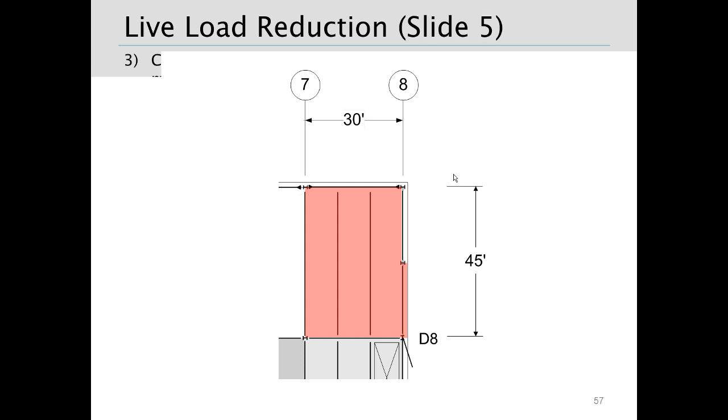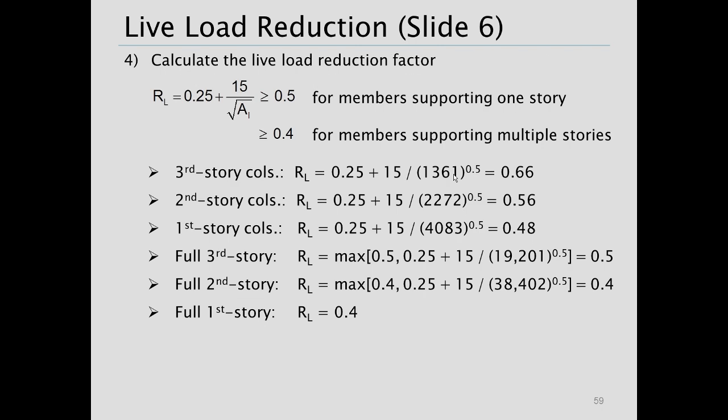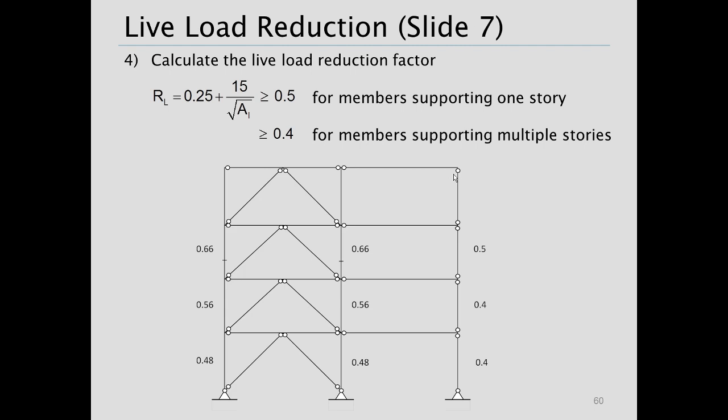All right, so this slide shows our tally up of the influence areas on each of the columns. Then given the influence areas, we can use the live load reduction equation from ASCE 7. It needs to be greater than or equal to 0.5 for members supporting one story, greater than or equal to 0.4 for members supporting multiple stories. Plugging into that equation, we get the values you see here on this slide for our brace frame columns and for the dummy columns. So now here's those same factors summarized and shown on each of the members of our brace frame and the dummy columns for our structural analysis.